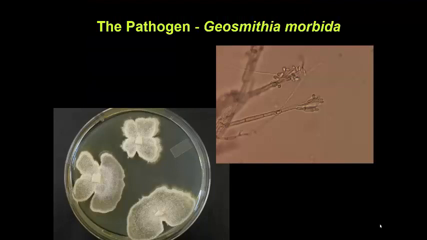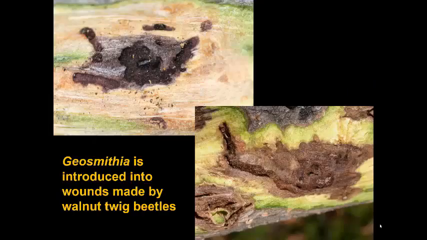So the fungus we find always associated with the beetle, and both the fungus and the beetle are native to North America, as we'll get into. They're native to certain kinds of walnuts that grow in the southwestern part of the United States and in northern Mexico. So the fungus gets into the tree via the beetle.